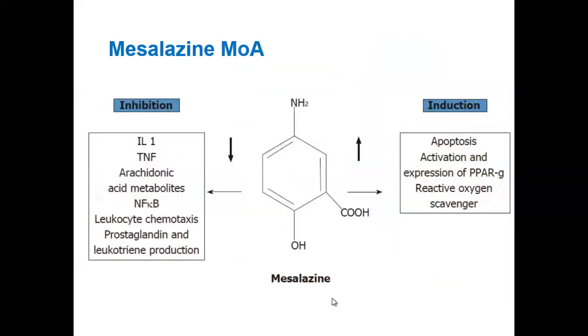Just because we're healthcare professionals, I've put this up here. I'm not going to go through it, but this is the mechanism of action if you want to know. In brief, they inhibit all of the inflammatory markers, and it promotes the free radical type things that you want to promote healing and reduce inflammation.